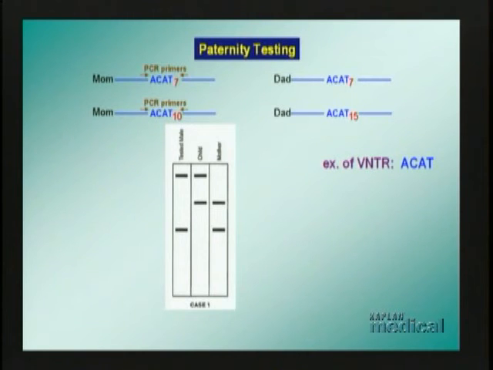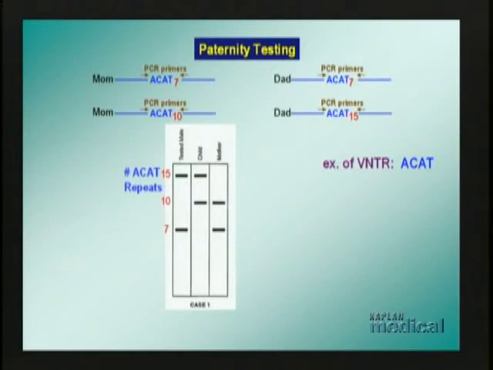The same primers are then added to the DNA from the chromosomes from the tested male. So here are the primers on the flanking sides of the ACAT VNTR, and in one of the chromosomes from the tested male, there will be a 7-mer, and in the other chromosome there will be a 15-mer, because the PCR primers are added, and this part will be amplified.